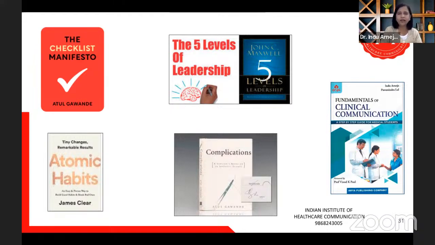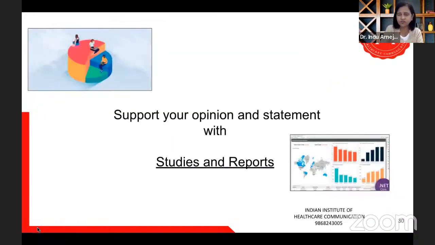So the whole idea is that we have to make sure that we begin and end well. And whatever opinion or statements you give should be supported with studies and reports, especially when you are dealing with an educated, learned audience. They will not get easily convinced with what you say unless you have studies and reports to support what you are saying.